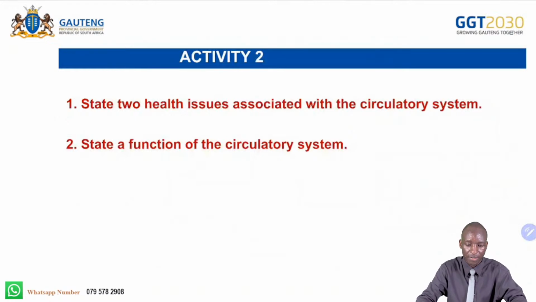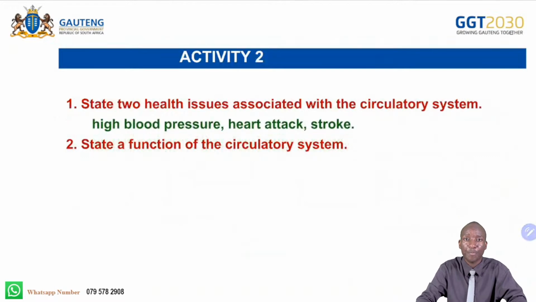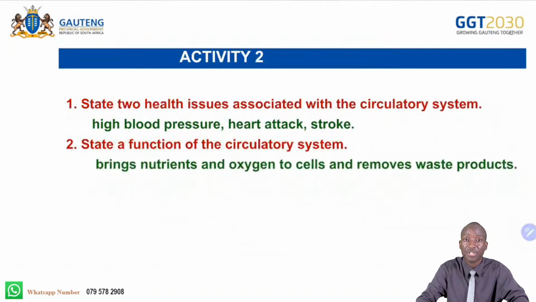Okay, welcome back. Now let's look at the responses to activity number 2. Number 1 says state 2 health issues associated with the circulatory system. And these are high blood pressure, heart attack, and stroke. Number 2, state a function of the circulatory system. It brings nutrients and oxygen to cells, and it removes waste products. That's the function of the circulatory system.